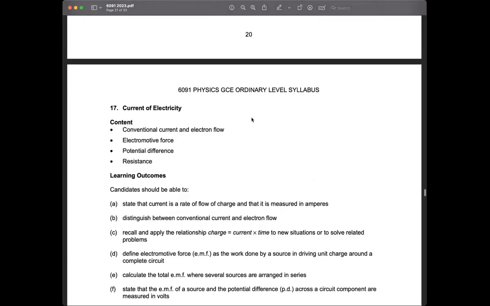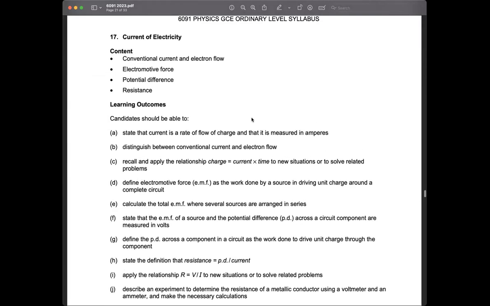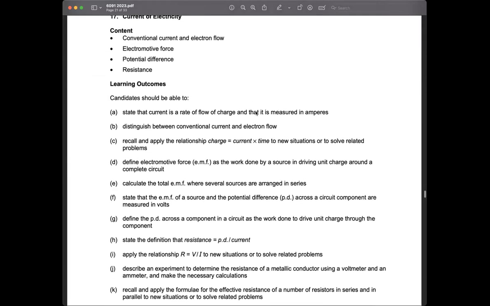Last week we went through the difference between conventional current and electron flow. Everything that we do will be conventional current. Just be mindful that in actual fact, it is the electrons that are flowing. But everything that we do, calculate, formula, is all conventional current.